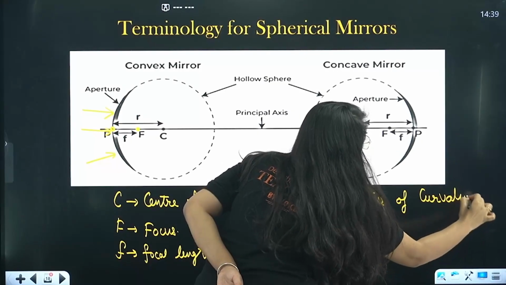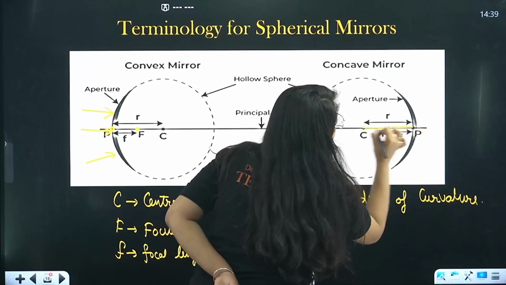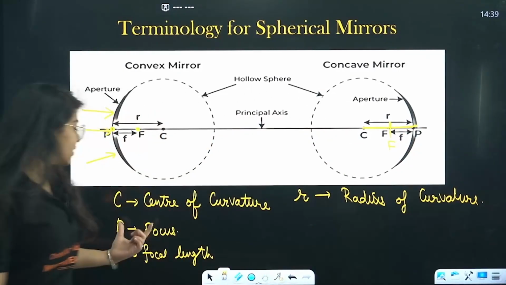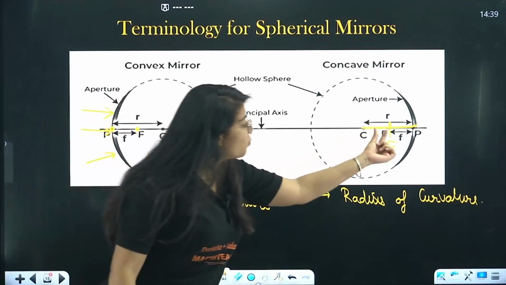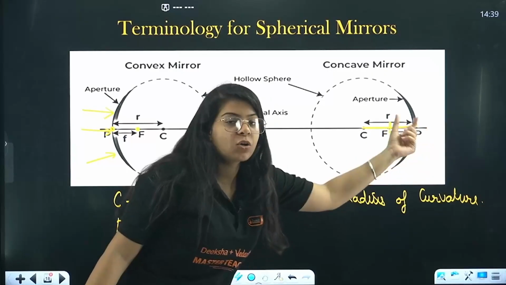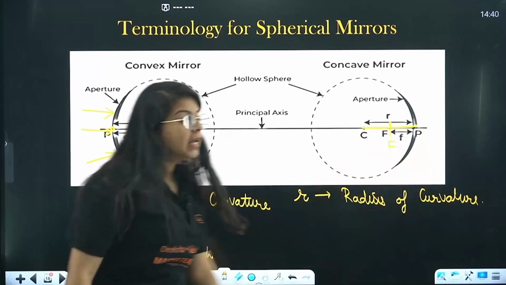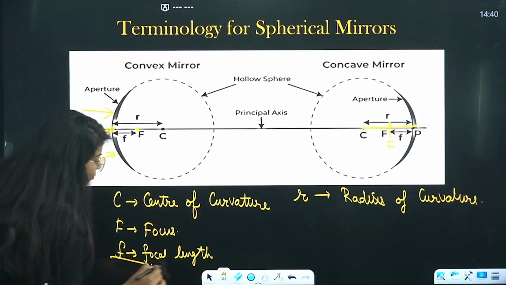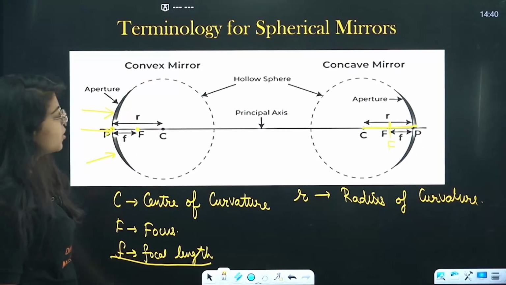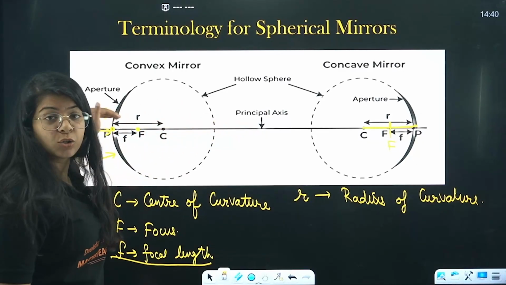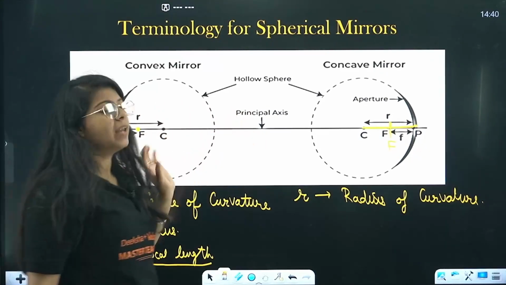And half of this radius, you will have a point called F, that is your focus. From this point to the mirror, not towards the center, towards the mirror, that line joining is your focal length. Understood? And the line that is parallel to or cutting the mirror into half is your principal axis.